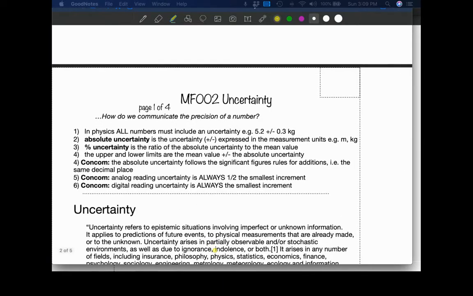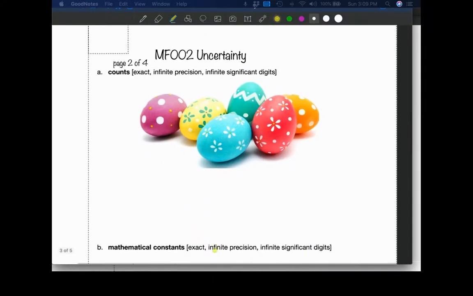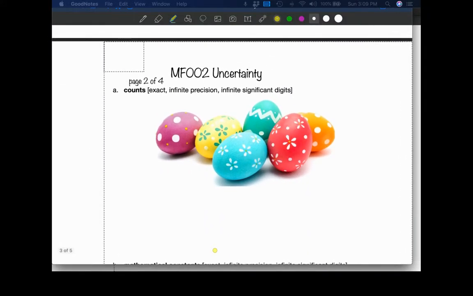So how do we communicate this precision in a number? Well, when it comes to counts, here we have these Easter eggs. And of course, we can see that there are 1, 2, 3, 4, 5, 6. So the number of Easter eggs we have there is 6. It has infinite precision. It has an infinite number of significant digits. There is no uncertainty whatsoever about whether there are 6 eggs there.